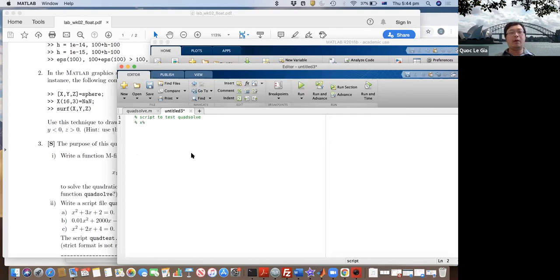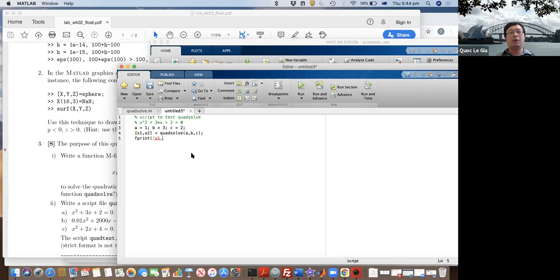Remember the first one is you solve x squared plus 3x plus 2 equals 0. So a equals 1, b equals 3, and c equals 2. And then you just call the function quad solve: x1, x2 equals quad solve a comma b comma c. And you can print out the results.